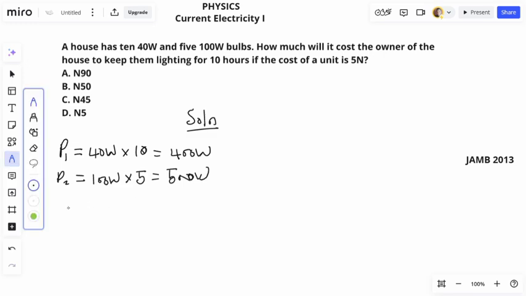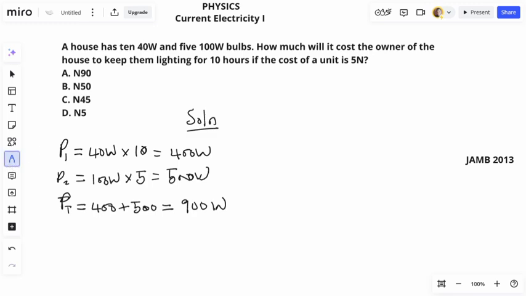So the total power demand, P subscript T, will be, you add this together, 400 plus 500 equals 900 watts. So the total power demand for running all these bulbs simultaneously is 900 watts.